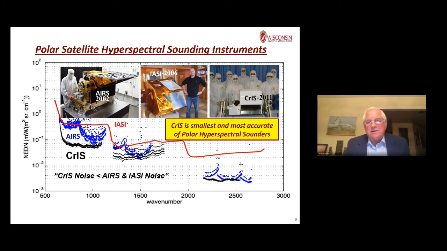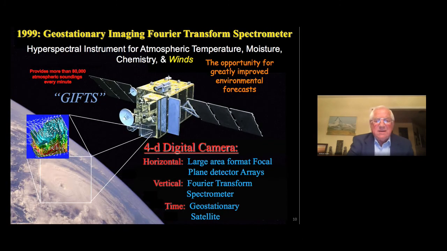In any event, the CrIS, as well as the HIRAS, they're very small instruments. And the CrIS is the smallest and most accurate of all the polar hyperspectral sounders. You can see it's the smallest by just looking at these pictures here. And you can also see from the noise curves here that it has the lowest noise of all the hyperspectral instruments, even at long wavelengths all the way to short wavelengths.